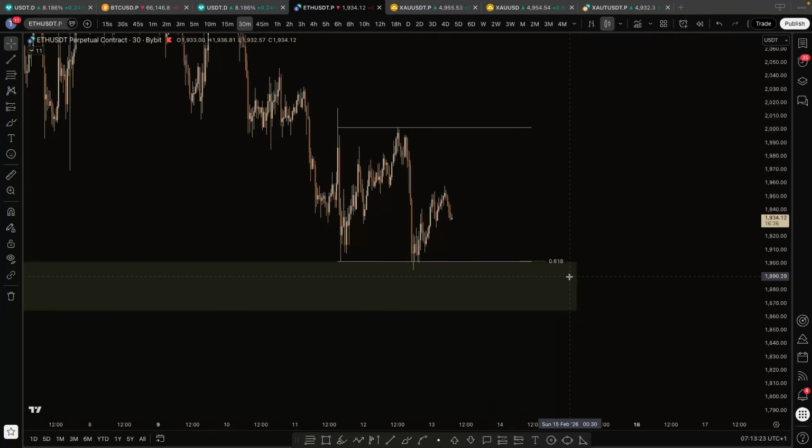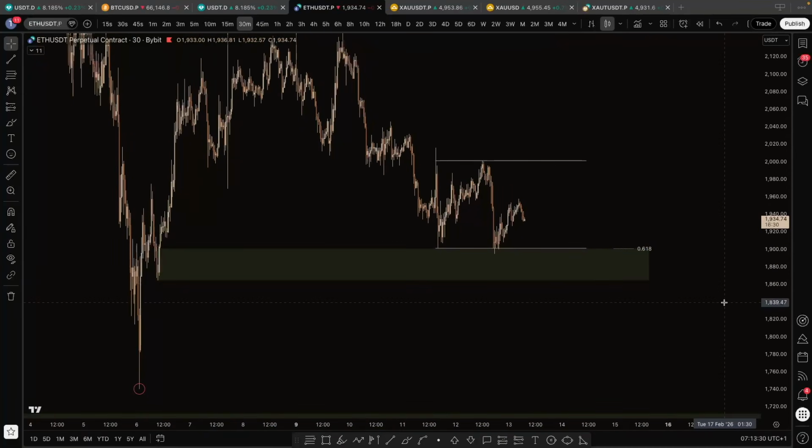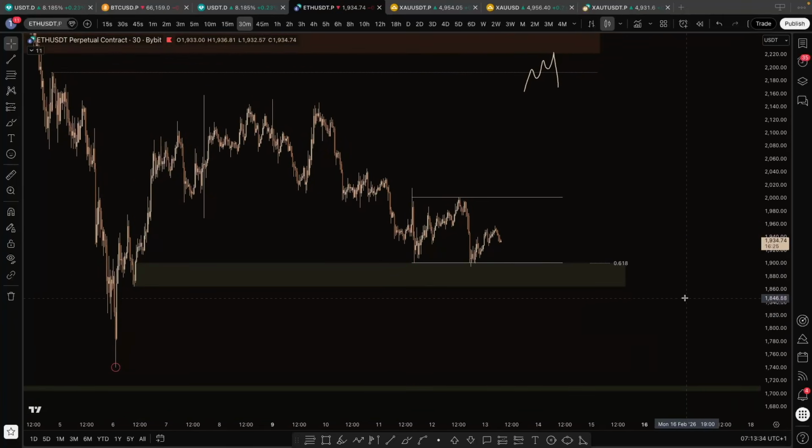Not the biggest fan of this range. I am the biggest fan of this demand zone. That's why we are bouncing from it as well. Of the 618. Gave it way in advance, by the way, this POI.